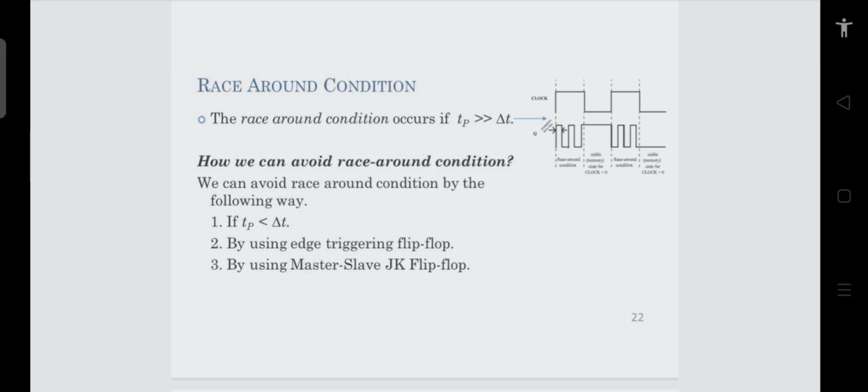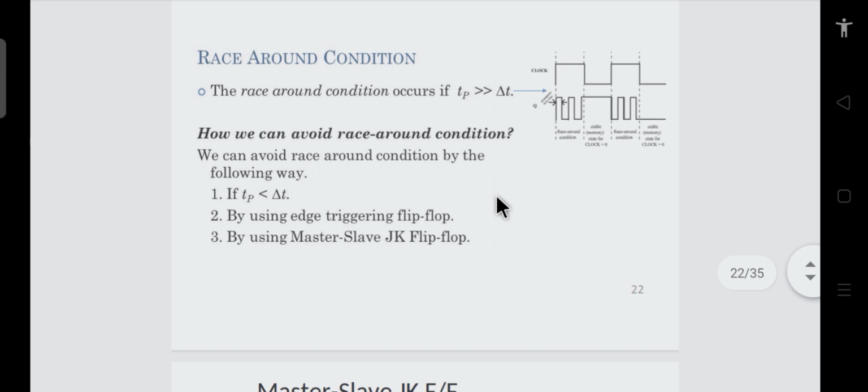Okay, but if you cannot do this, then you have another solution, which is that rather than triggering the circuit on the level, you start triggering the circuit on the edges. So you either trigger the circuit on the rising edge or on the falling edge. If you do so, then it is called an edge triggered flip flop, and in this case the clock duration will be far less than your propagation delay, and you can overcome this problem of race around condition. Then there is the third solution.